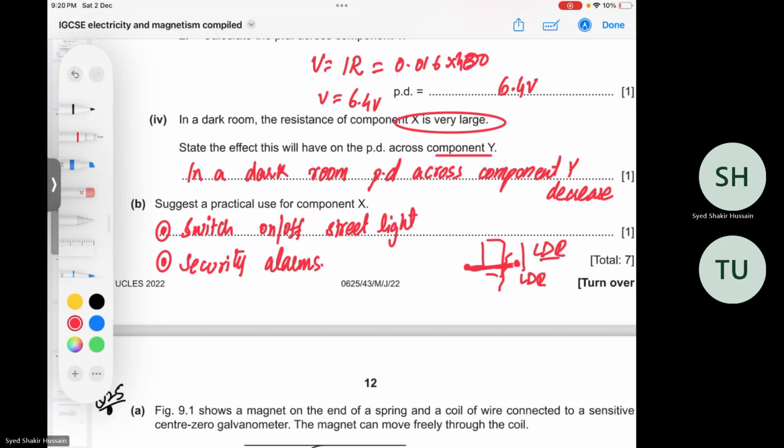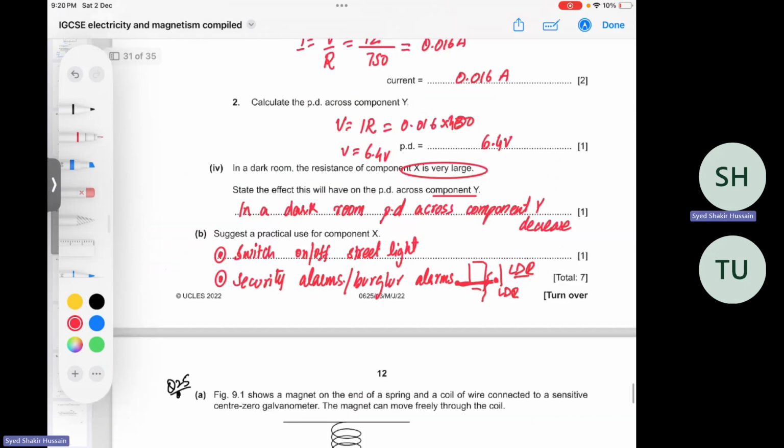Or you can say burglar alarms. Got it? Yes, sir. All right.